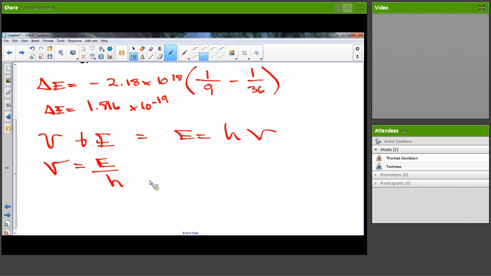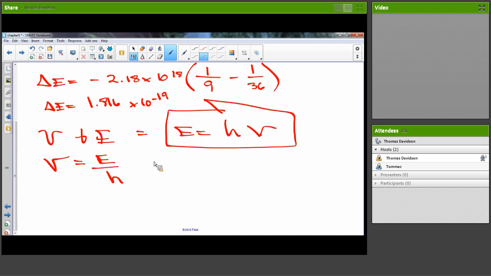You okay with that? Okay, so this is an equation that you should know. All right, so now I can figure out the frequency because I have E. It was my answer right here: 1.816 times 10 to the negative 19. And I'm going to divide that by Planck's constant, which is 6.63 times 10 to the negative 34th. And I get a frequency.